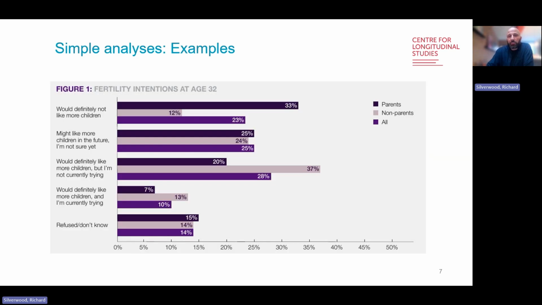So you can do some simple descriptive analyses using these responses. The purple bar here gives the distribution of the overall responses, and the black and the light pink bars give the responses stratified by existing parents and those who don't currently have children, respectively. You can see here that there are some differences, as you may expect. Amongst parents, the proportion who would definitely not like to have more children is higher than amongst those who are not parents at age 32.